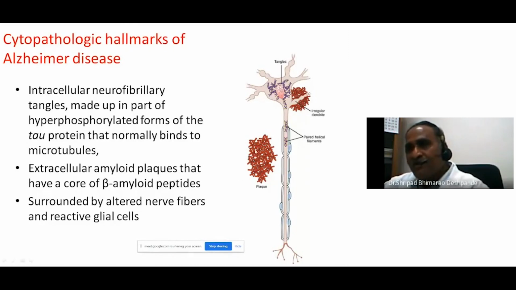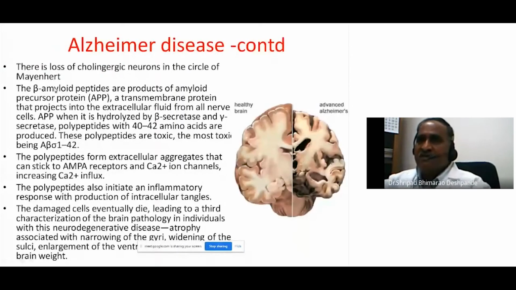In addition, there is a formation of a protein in the extracellular component. These are extracellular amyloid plaques, made of beta amyloid peptide, and they are synthesized by the glial cells. They are surrounded by altered nerve fibers and glial cells, and they produce an inflammatory reaction. And especially these beta amyloid peptides are really toxic.